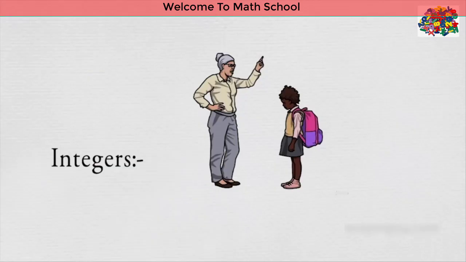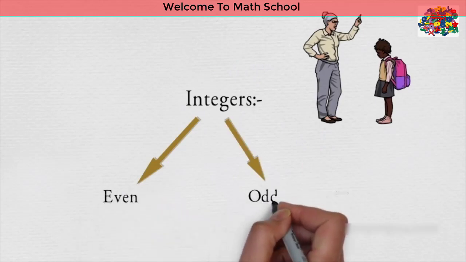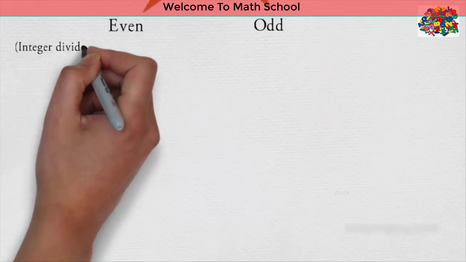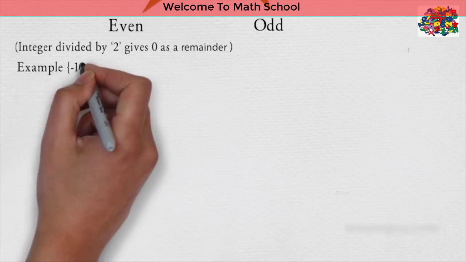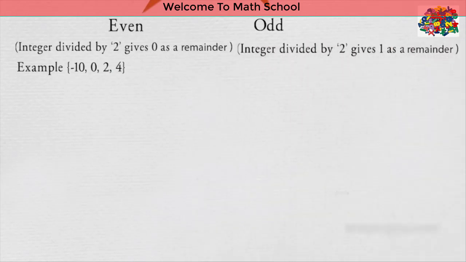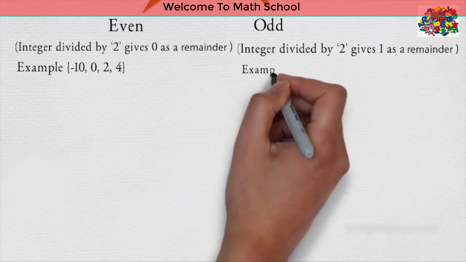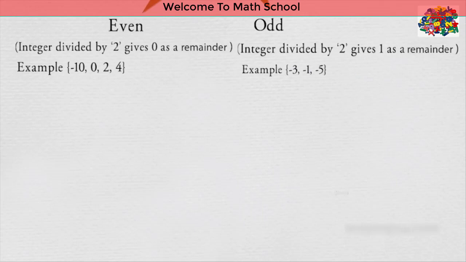Let's discuss integers in detail. Integers are divided into even numbers and odd numbers. Integers which are divided by 2 and give 0 as a remainder are known as even integers. Examples of even integers are minus 10, 0, 2, 4, and so on. Odd integers: integers divided by 2 that give 1 as a remainder are known as odd integers. Examples would be minus 3, minus 1, minus 5, and so on.